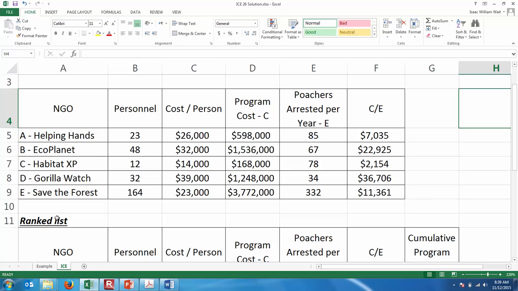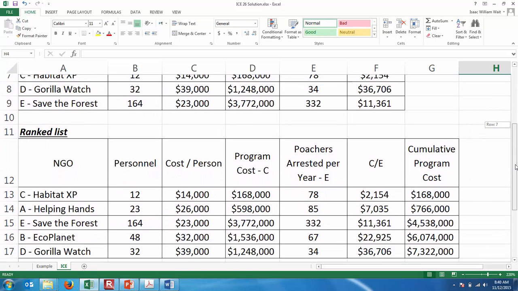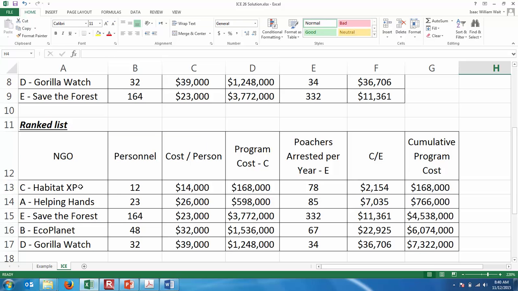So the second step is to make a ranked list in terms of the C to E ratio. So the best to the worst. So that's what this ranked list is. Habitat XP is at the top because they have the best C to E ratio, and Gorilla Watch is at the bottom because they have the worst C to E ratio.